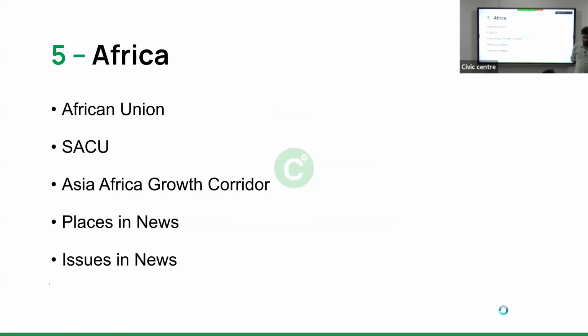India is equal to Africa. How? India's population is almost equal to African continent population. Africa consists of 55 nations. India is equal to North America plus South America. India is equal to North America plus Europe in terms of population. Yes, that's true. I'm not joking. It's true only.